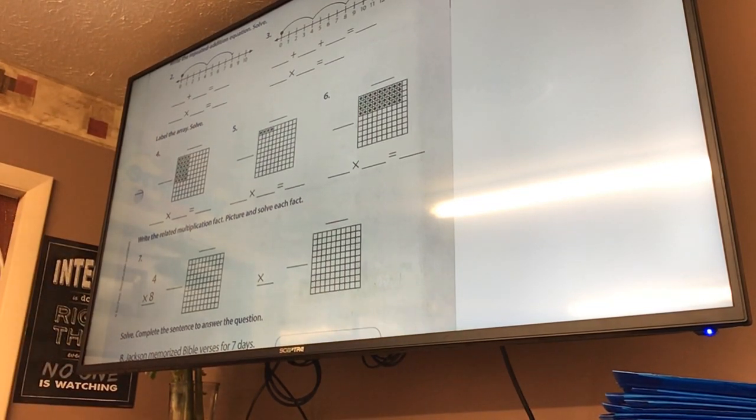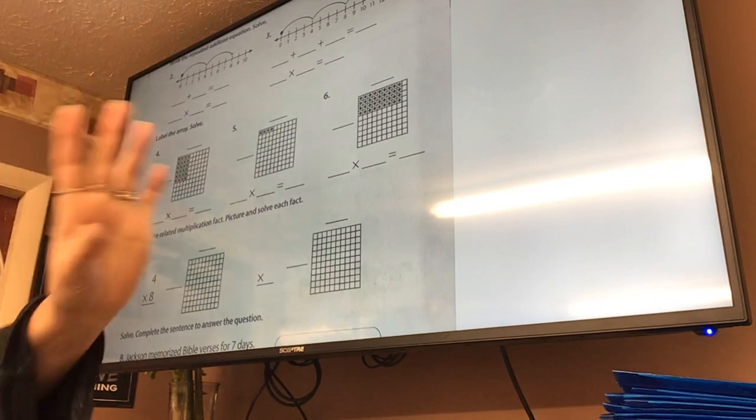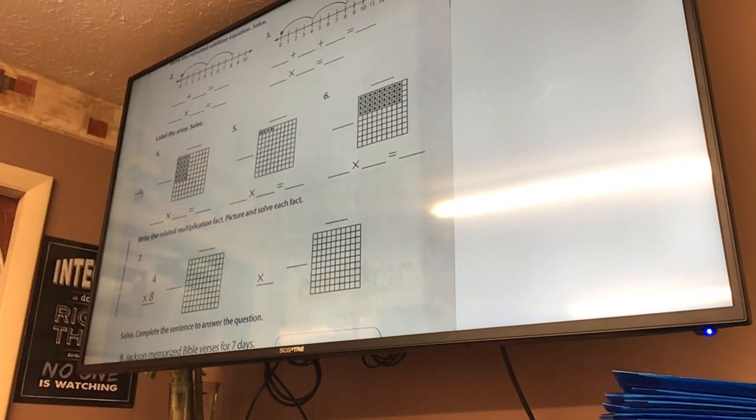Alright, the next one, what's on the side? 4. Very good. Just put a 4 on the side. And how many does it go across? 9. Alright, so go ahead and write that problem as 4 times 9. And use your number line and count over to the 9th number. Don't blurt it out. I want people to have time to figure it out themselves.